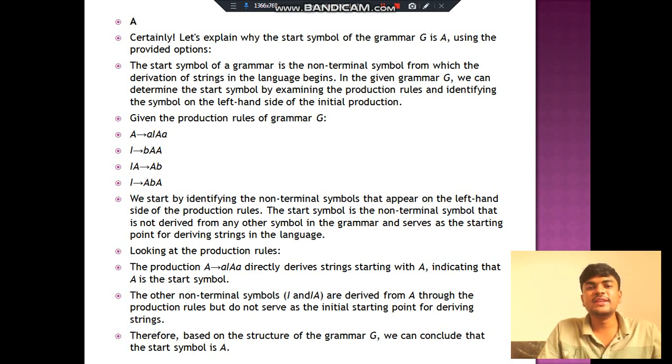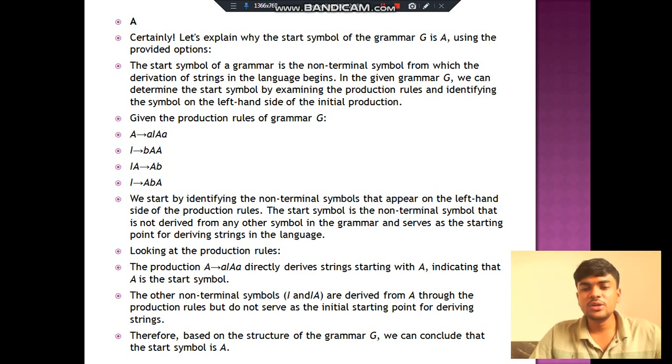Certainly, let's explain why the start symbol of grammar G is A. Using the provided options, the start symbol of grammar G is the non-terminal symbol from which the derivation of strings in the language begins. In the given grammar G, we can determine the start symbol by examining the production rules. Identify the symbol on the left hand side of the initial production. Given the production rules of the grammar G: A → LB, A → ALAB, A → LAB. We start by identifying the non-terminal symbols that appear on the left hand side of the production rules.